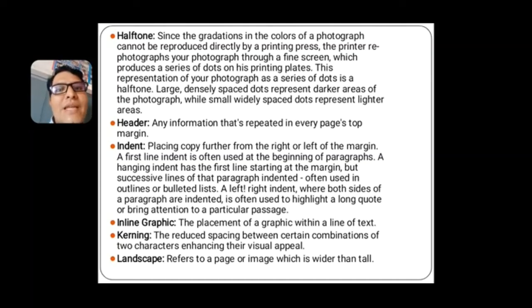A first line indent is often used at the beginning of a paragraph. So here various kinds of indentations are there. Here the first line indentation is there. It is often used at the beginning of paragraphs.